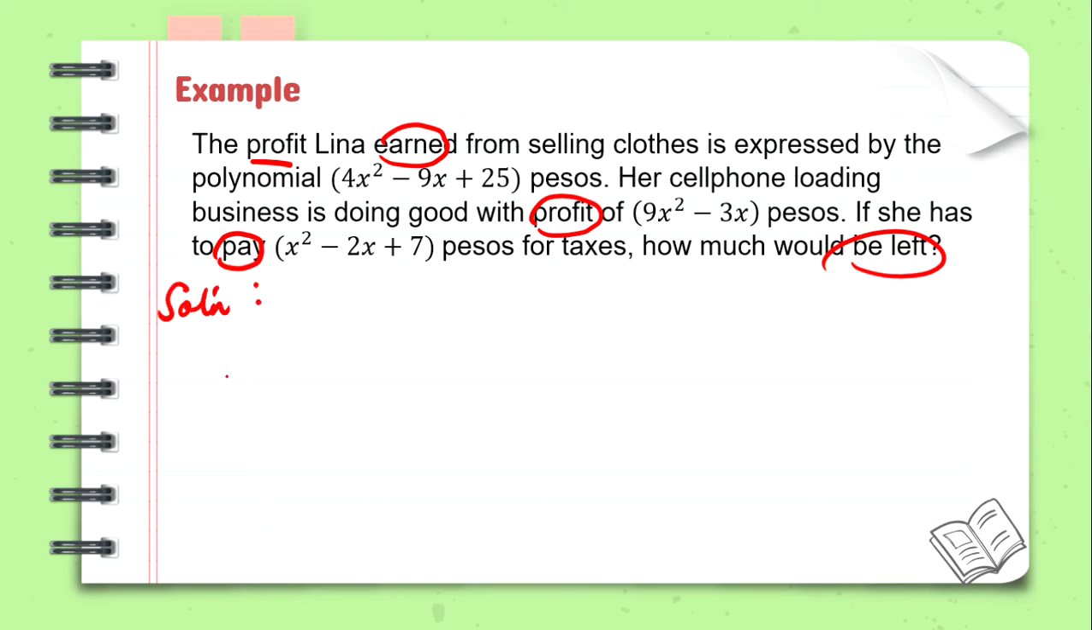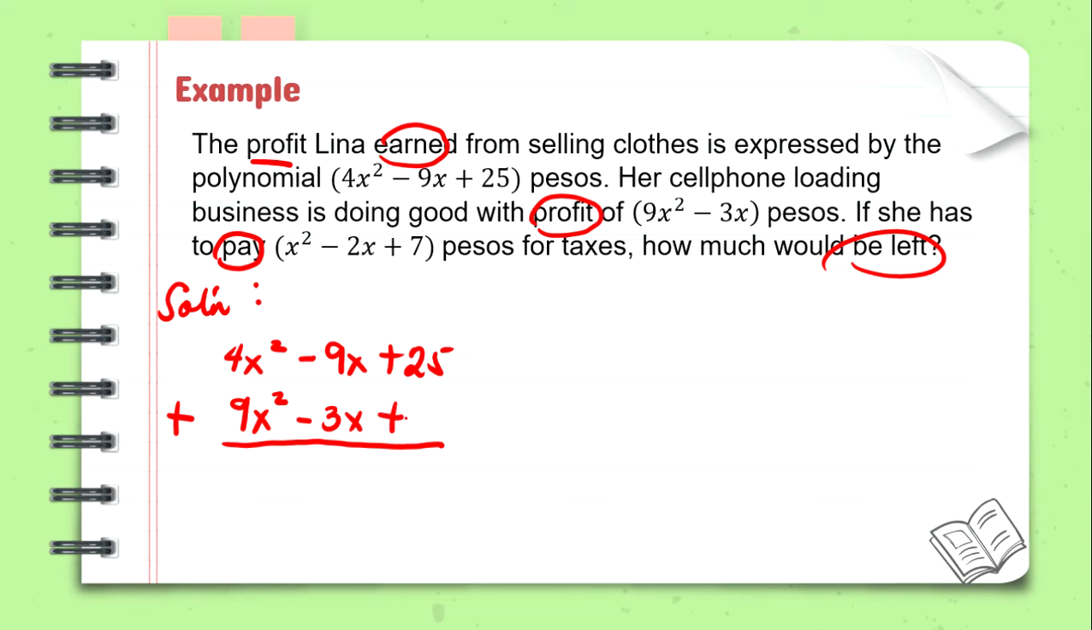Let us add first 4x squared minus 9x plus 25 plus 9x squared minus 3x. So let's align it now. As you can see, there's a missing space here, so let's fill it in with 0, since that is a constant. We don't have to put any variable in it. Okay, so now we can add them.